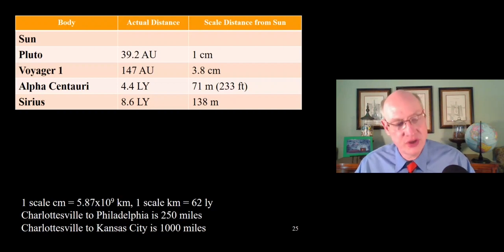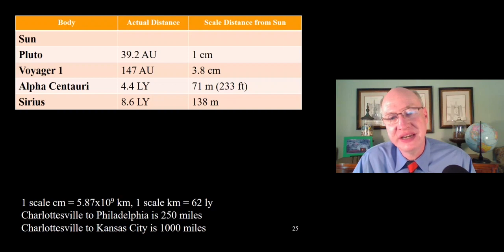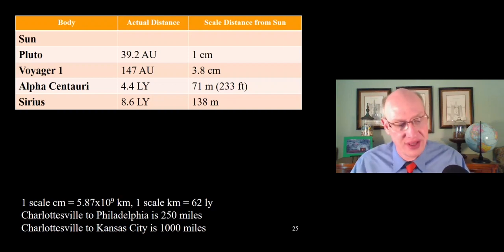By the way, the Voyager 1 spacecraft is not headed towards Alpha Centauri, but at the speed that Voyager 1 is traveling right now, it will take Voyager 1 about 70,000 years to reach the distance of Alpha Centauri. So it would take 70,000 years to get there.